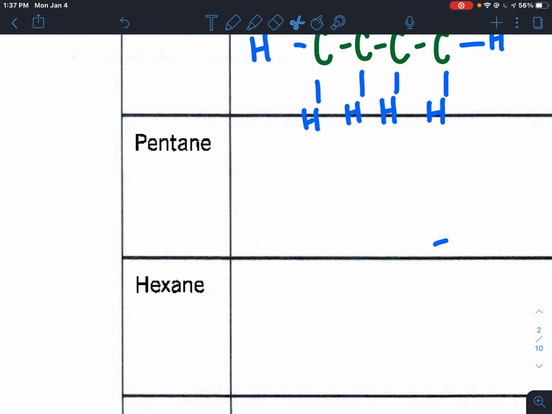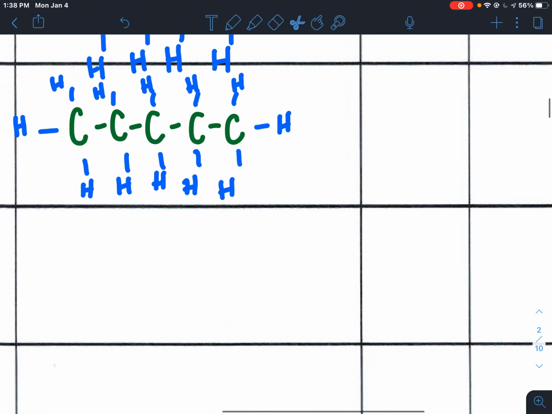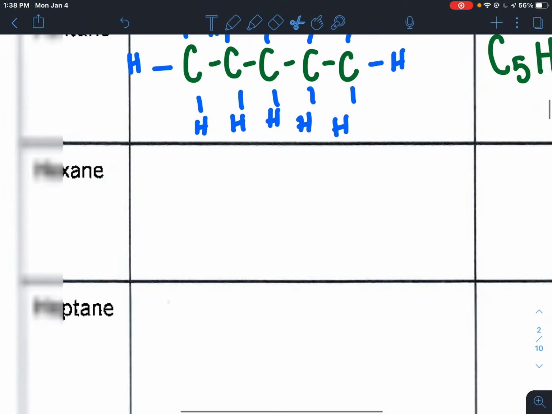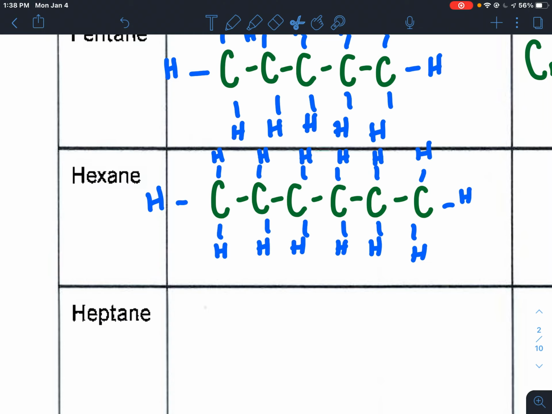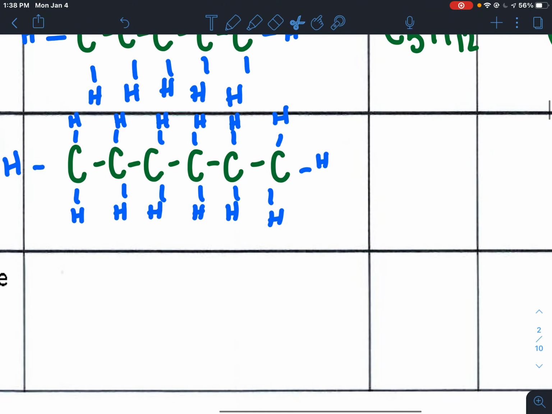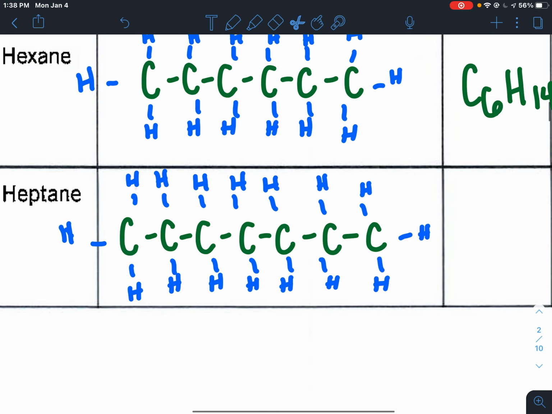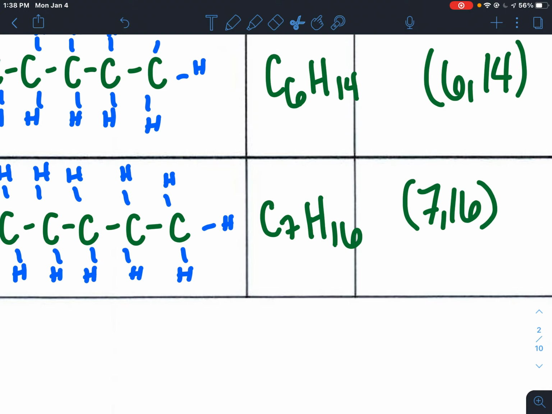And then for pentane, hopefully you can see the pattern. There's going to be 5 C's, and there's 12 H's. So the ordered pair is 5, 12. Hexane, there are 6 carbons and 14 hydrogens. So then the ordered pair is 6, 14. And then the last one is heptane, which is 7 carbons. And then we draw hydrogens all around it. So we have 16 hydrogens. So 7, 16. All right.